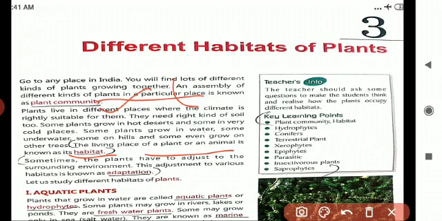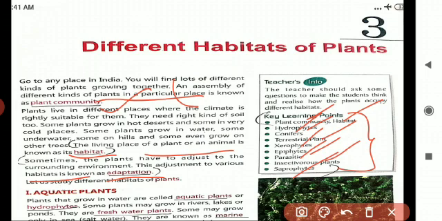What is the next point? Adaptation. What is adaptation? The plants have to adjust to the surrounding environment. This adjustment to various habitats is known as adaptation. Okay, children, here you have the key points. First one, plant community, habitat. The next one is different habitats of plants: hydrophytes, conifers, terrestrial plants, xerophytes, epiphytes, parasitic, insectivorous plants, saprophytes.